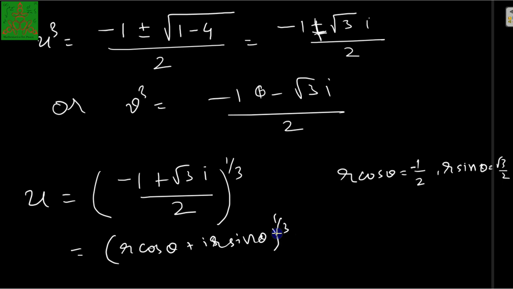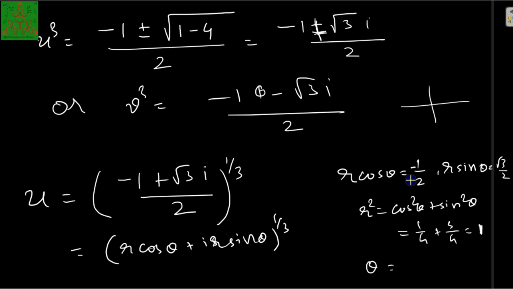If you solve this, r square will be r square (cos square plus sin square), which gives you 1 by 4 plus 3 by 4, which is 1. And since cos theta is negative and sin theta is positive, this quantity is in the second quadrant, by the ASTC rule. It is in second quadrant, and the value we will have is 2 pi by 3.